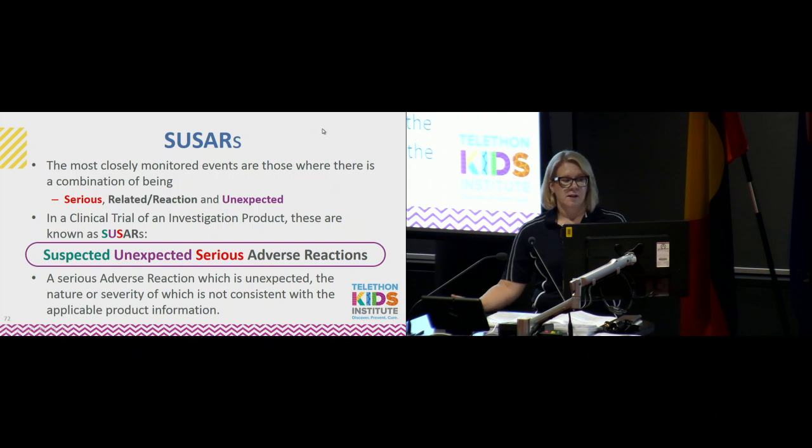Because these are the ones that are closely monitored, and they are a combination of being serious, so meeting that definition of serious, they are related, you can see a causal relationship, and they're unexpected, so they've never been seen before. And as in the world of clinical research, we do like an acronym, so it's called a SUSAR, a suspected unexpected serious adverse reaction.